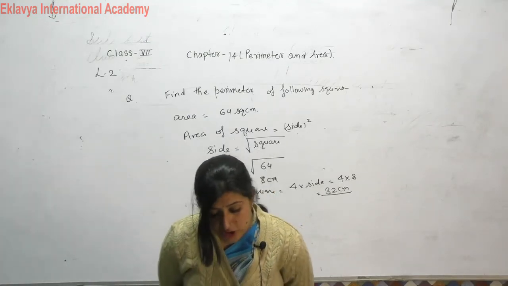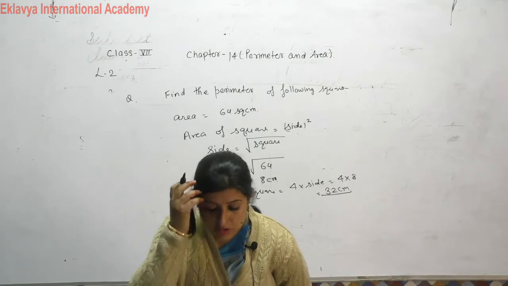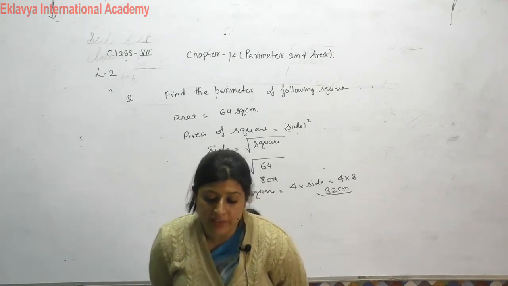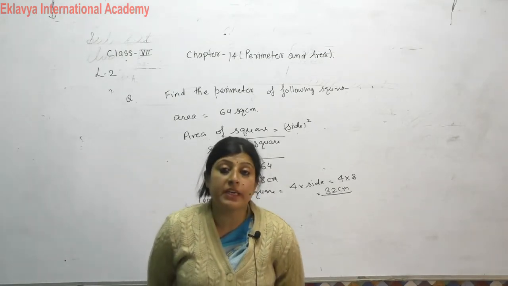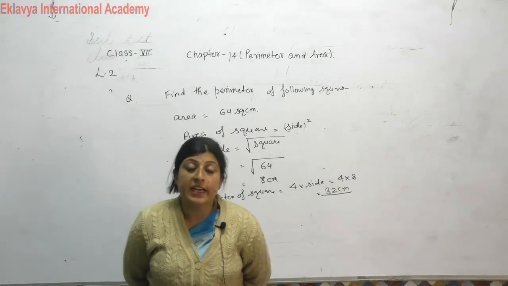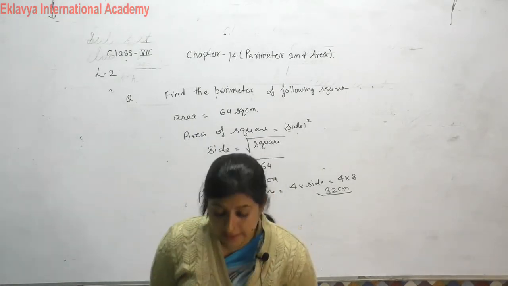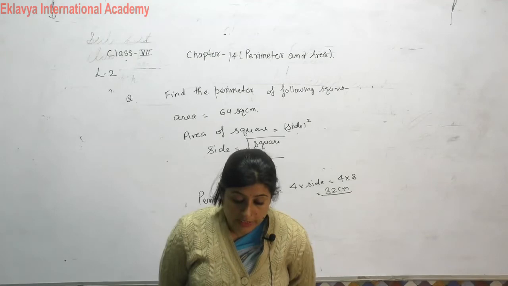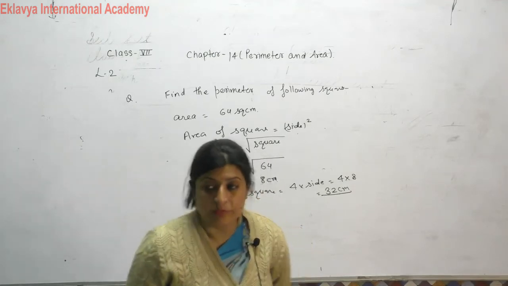Okay, see the question number 4, also same. Perimeter is now given to you and find its area. It means from perimeter firstly we find out the side, then we find out the area. Okay, now see question number 5.